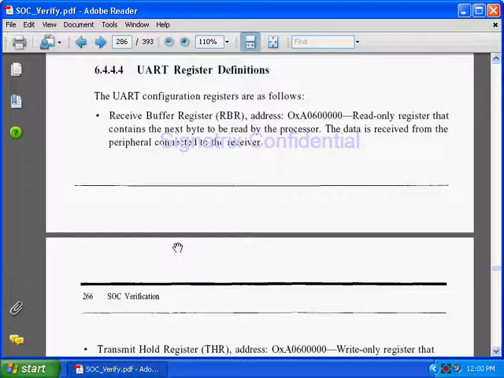In this configuration register, what they are trying to say is that this register will tell you the information about the next byte to be read by the processor. What is the next byte they are going to read? This is something pertaining to configuration, towards the processor. The data is received from the peripheral connected to the receiver. So the peripheral will receive the data.